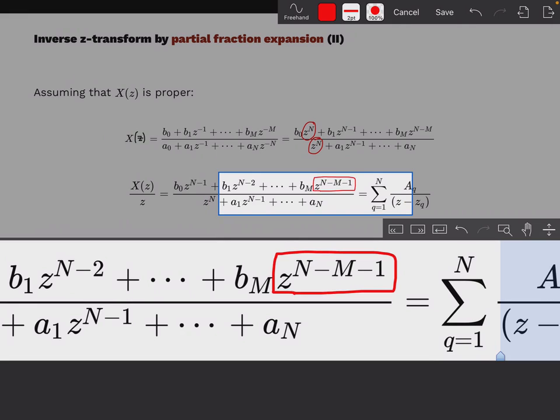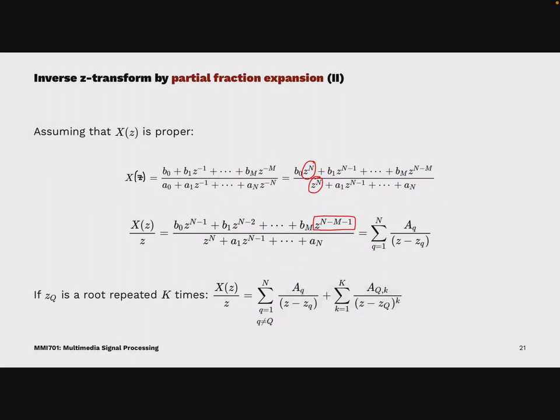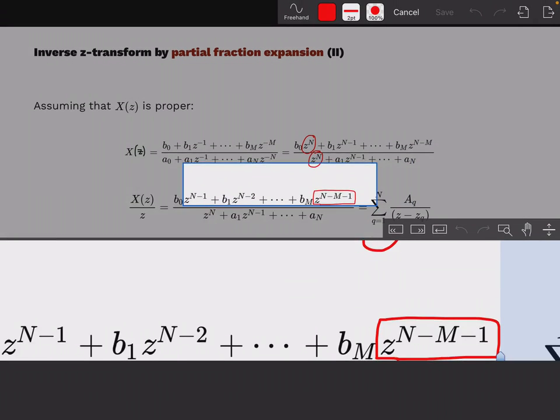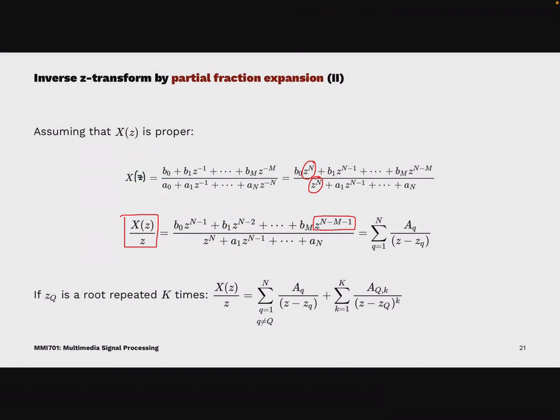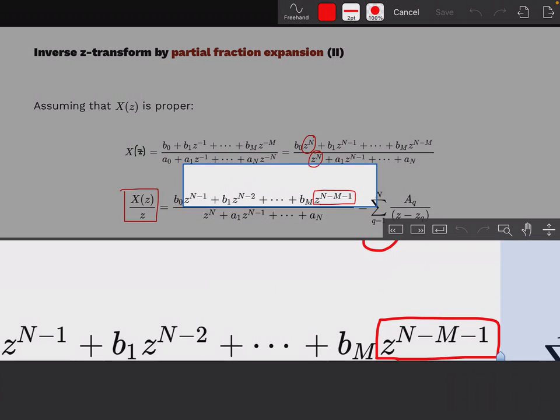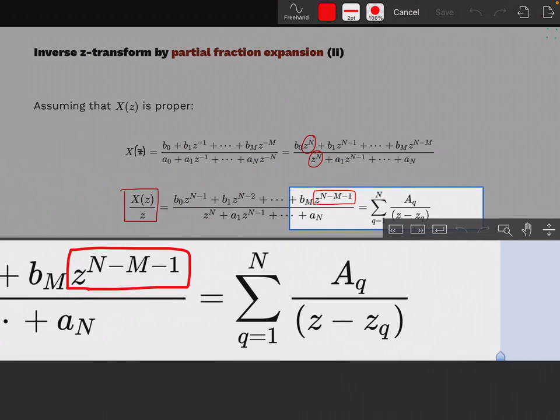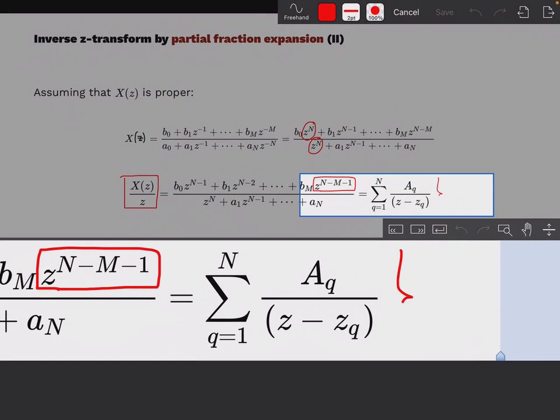Okay, so this gives us, however, on the left-hand side, X(z) over z. So we would have to deal with it later, right? So let's have a look. Then we would like to express X(z) over z in terms of simpler z transforms, which look like this. And we would like to find out by partial fraction expansion what z_q are and what a_q are.